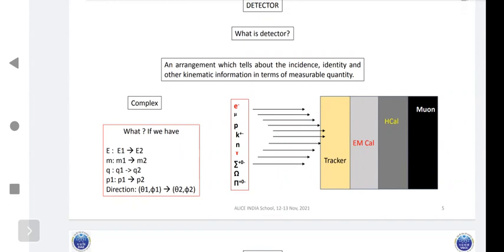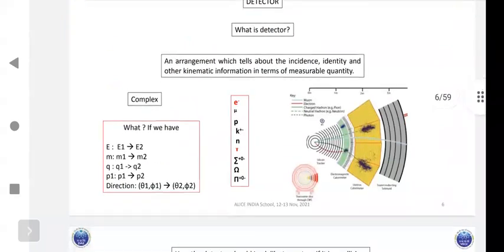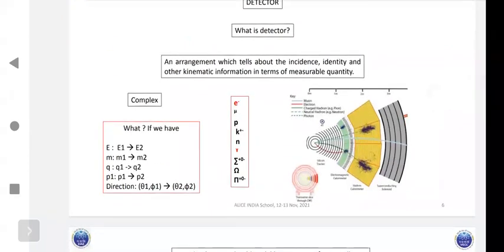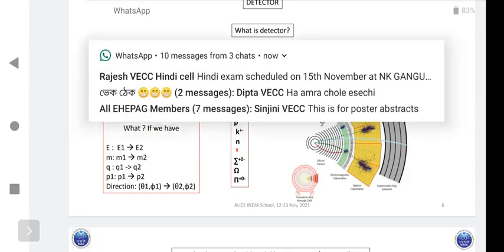This really exists, and I have taken one such example. This is the example I have borrowed from CMS, a cross-sectional view of the very complex experiment that CMS had. If you look at this picture closely, you will find that at the center the particle source is there, and the particles can come in any direction. That's why a conical kind of section has been shown here. Actually, it is extended in all 4 pi.